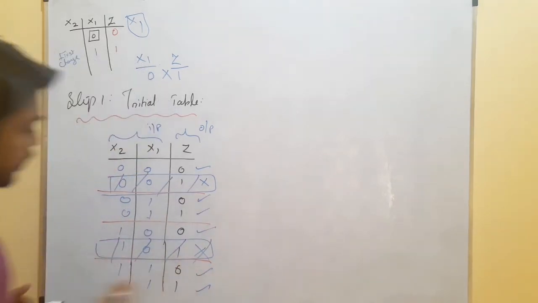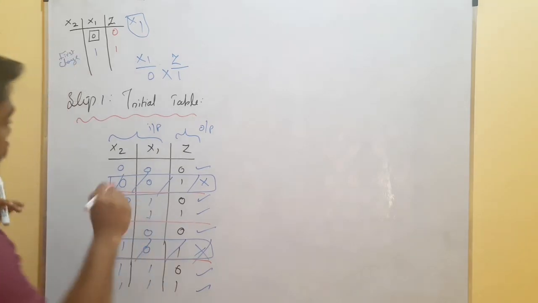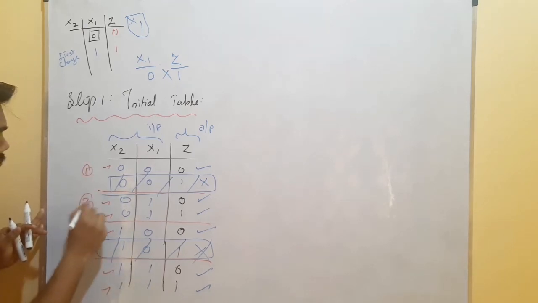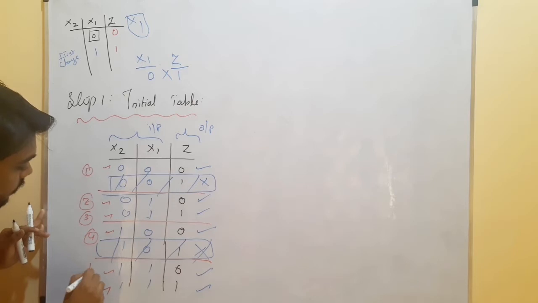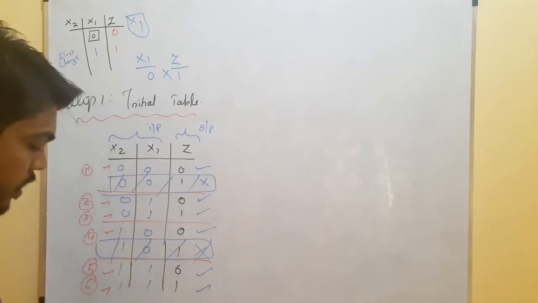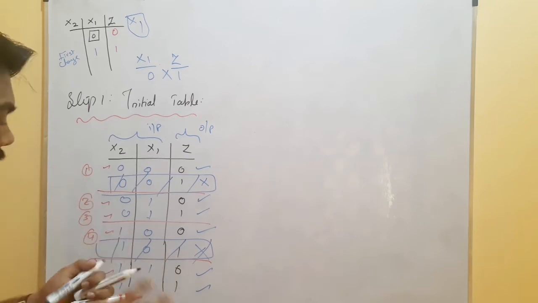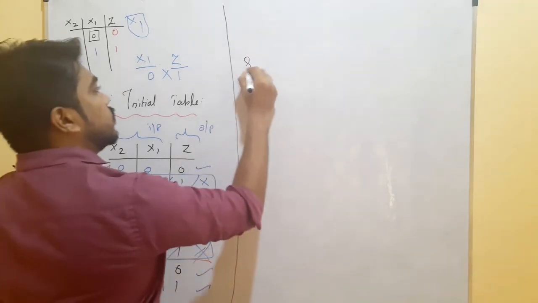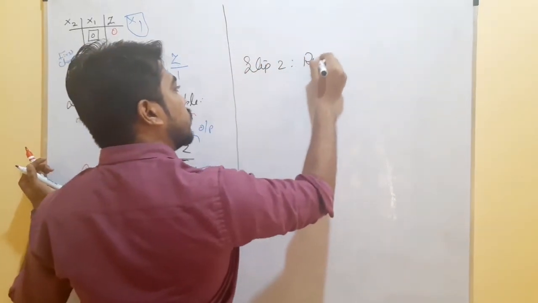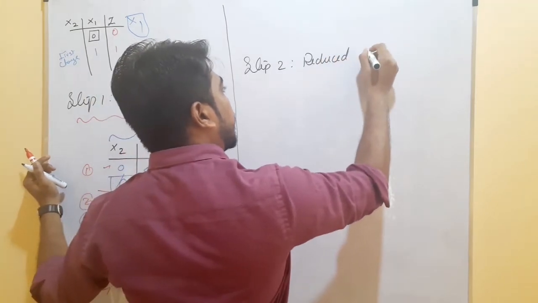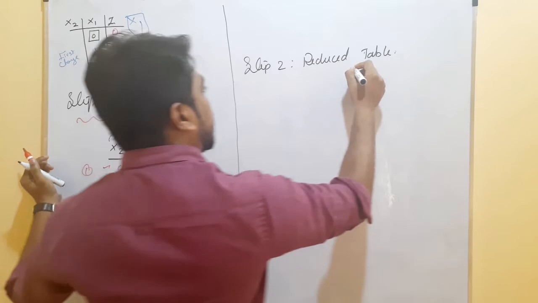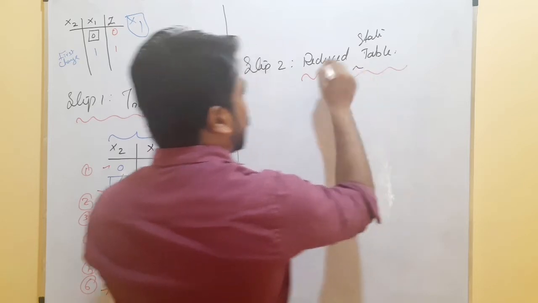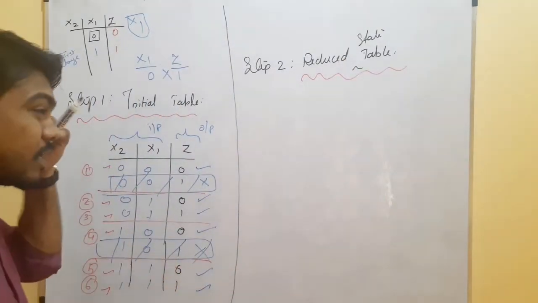So from the given problem, these are the states which are available. Totally 1, 2, 3, 4, 5 and 6 states are available. So this is your first initial state table development from the given problem. Now we can go to step 2, that is the reduced state table. Actually here they are using the word reduce, but we won't reduce here. We will just elaborate a little bit more.